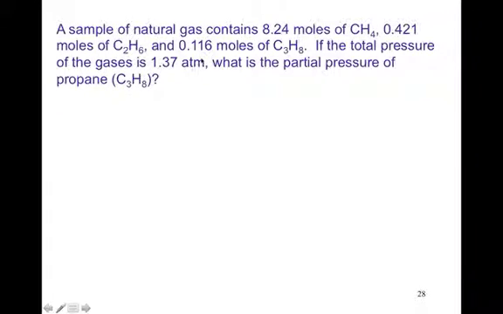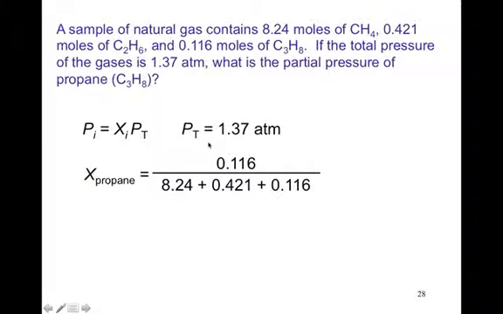So you say, okay, propane, I've got 0.116 moles of propane, and I've got these other moles that are going to add to my total. So I can find my mole fraction, x_i, without too much trouble. I just say propane is 0.116 moles divided by 8.24 plus 0.42 plus 0.116. So I'm adding all of these up, and that's going to give me x for propane, 0.0132. Note that it doesn't have a unit, because if we're dividing moles by moles, we're getting a ratio, not anything with a unit at the end. So that's something to be aware of.